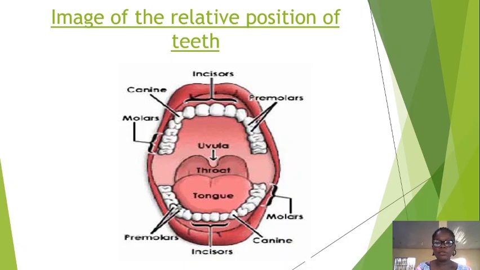Especially in the adult mouth. Remember I said the children do not have 32 teeth because they have what we call temporary or milk teeth, which is not complete yet in number. So this number, 32, is just in the adult, which is the permanent teeth.